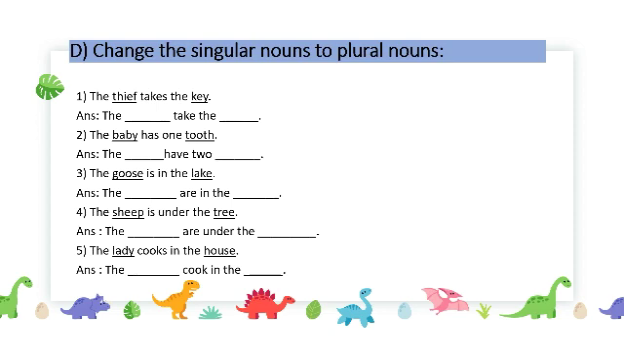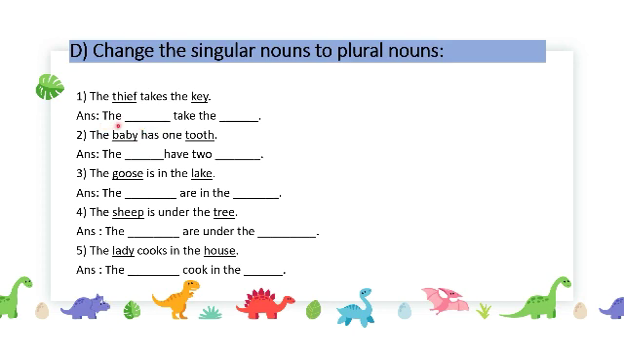Question D. Change the singular nouns to plural nouns. Students, here we have to read the sentence and we have to change that singular noun to plural noun. Okay, so I'll read the first question for you. The thief takes the key. Here you have to change this thief and this key to plural. So as you all know, thief will get changed to thieves and key will change to keys.